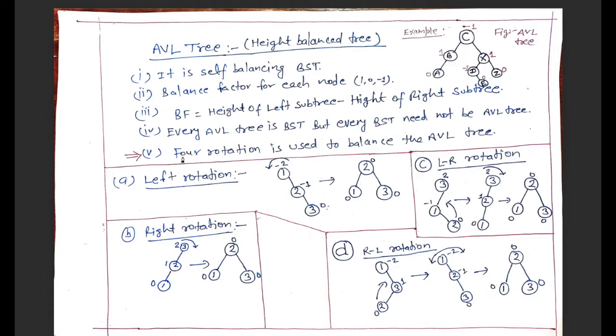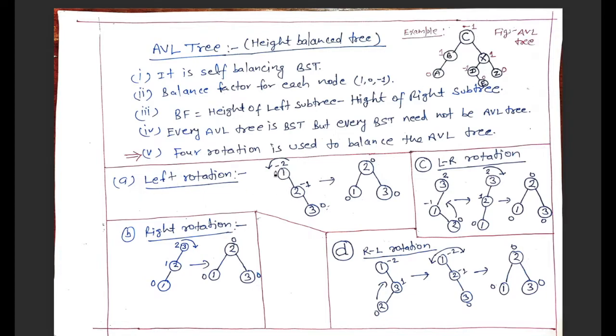How do you balance it? See here, this fifth point: 4 rotations are used to balance the AVL tree, right? The first is the left rotation, second is the right rotation, third is the left-right rotation, and fourth is the right-left rotation. Okay, first see the left rotation. When such a condition occurs during insertion of a node into the AVL tree, then you have to apply the left rotation.